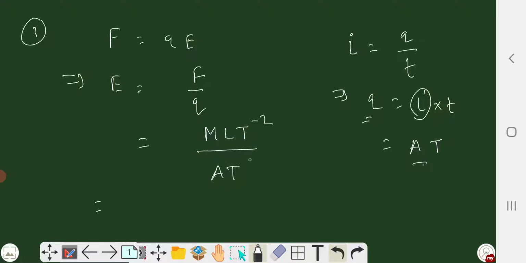Now I will solve this part. What will I get, can you guess? Yes, M L T minus 3 A minus 1. T will go up and will be added up in the form of minus 3, and A will also go up in the form of A to the power minus 1. That would be the answer for the first question.